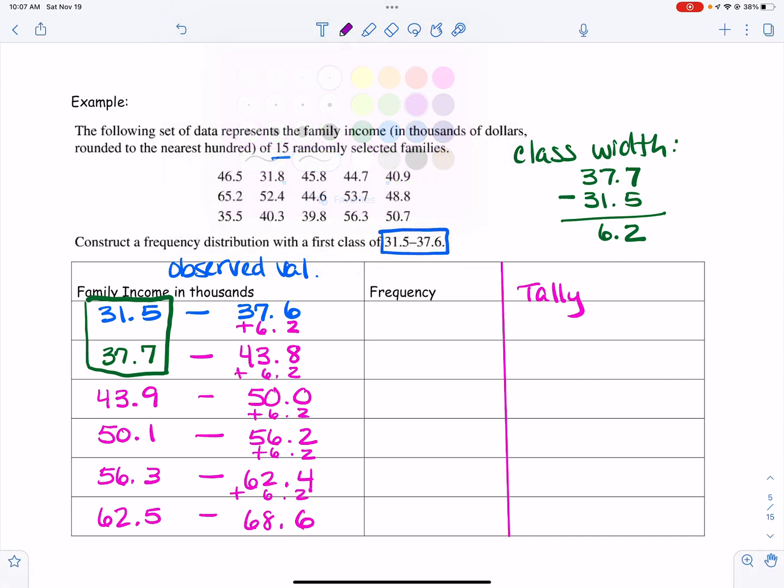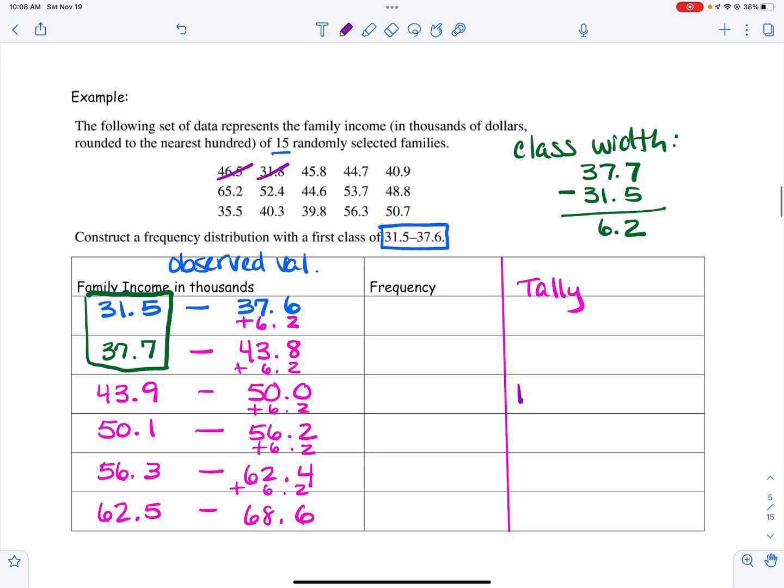I'm going to say, okay, 46.5 falls in this third category. 31.8 is in the first one. 45.8 is in the third one. 44.7 is in the third. 40.9 is in the second. And I do that for each row. So I'm going to count that out.